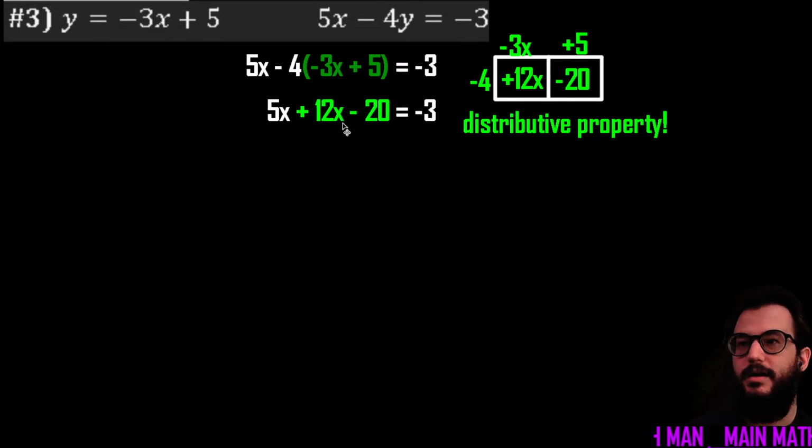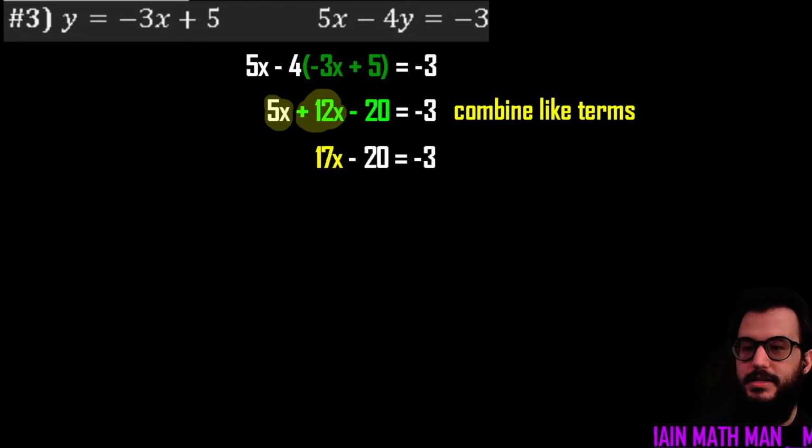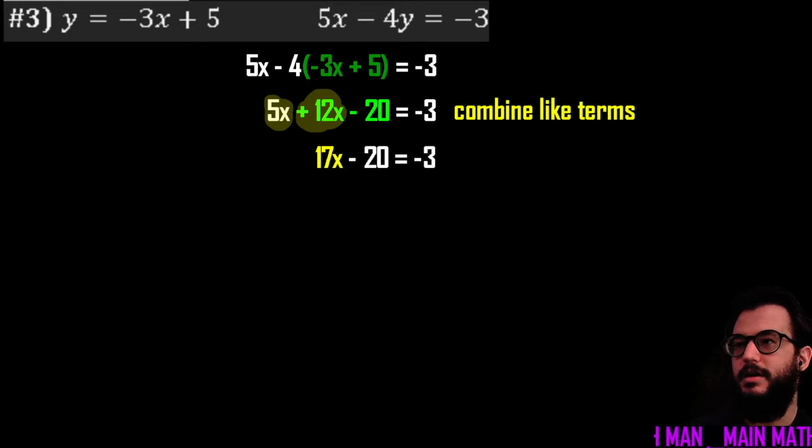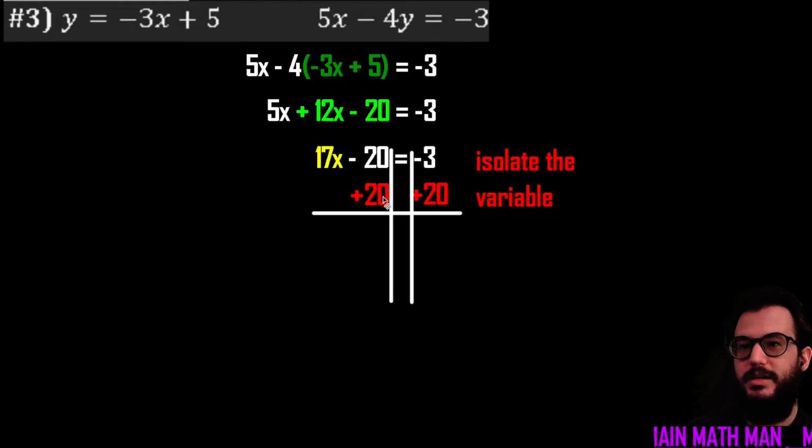And so now I can say underneath of that I have my equation 5x plus 12x minus 20 is going to be negative 3. So now again, combine like terms. I have 5x and 12x. That becomes 17x because they're both positive integers. And so I have 17x minus 20 is going to be negative 3. And so now I can isolate that variable, a two-step equation, get all the constant terms on the other side. So I need to add 20 to both sides.